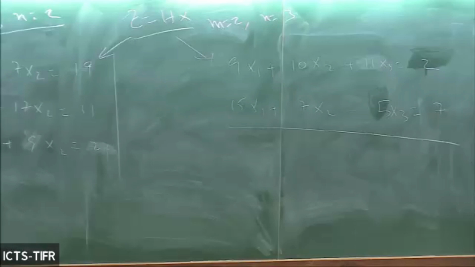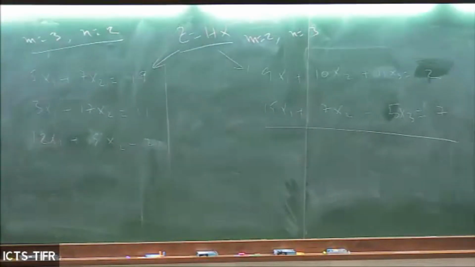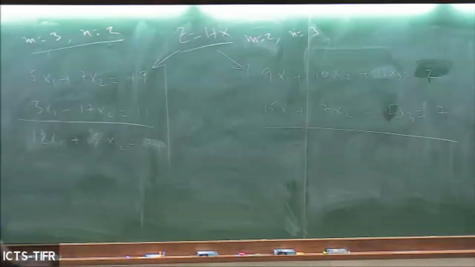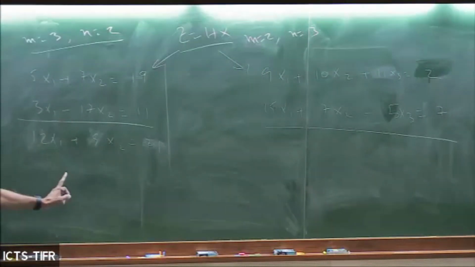So let's do this. So how do you solve this? I know how to solve two equations and two unknowns, provided the system is non-singular. So 5 times 17 minus 7 times 3 is not 0. So that 2 by 2 matrix is non-singular. I can solve for x1 and x2 from these two. So if I solve these two equations for x1 and x2, should that satisfy the third equation? It may or may not.